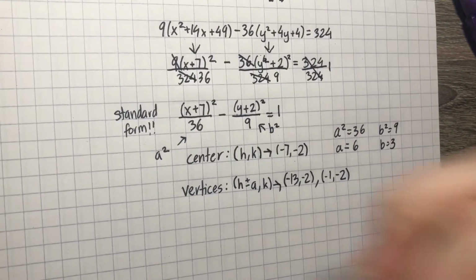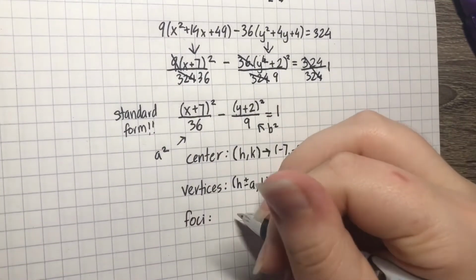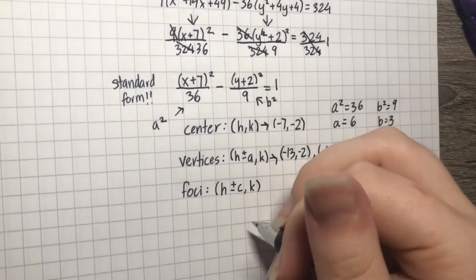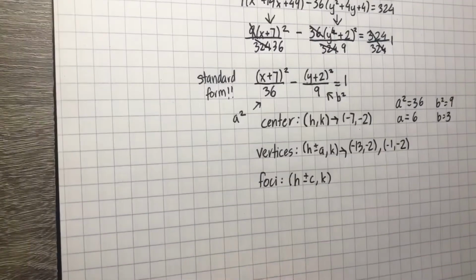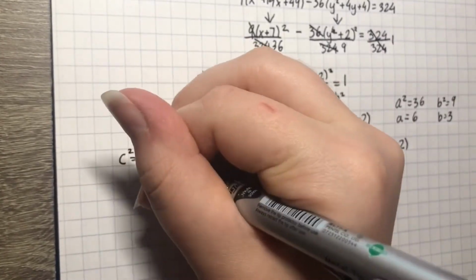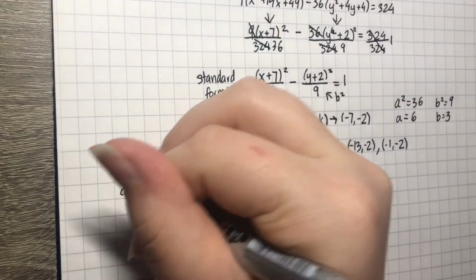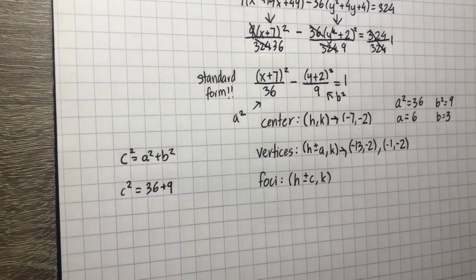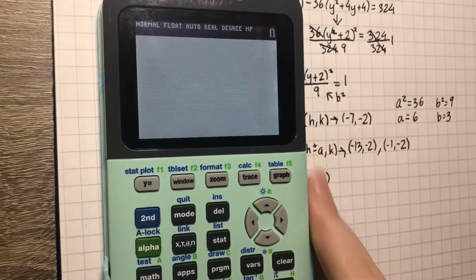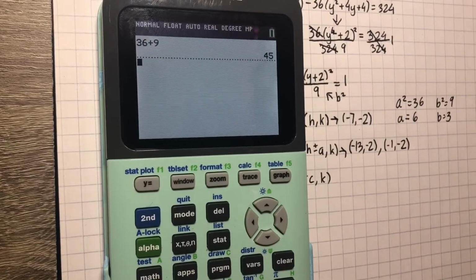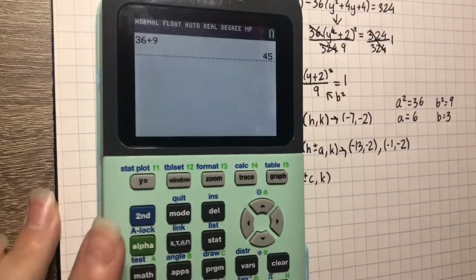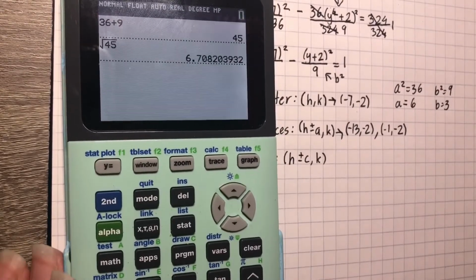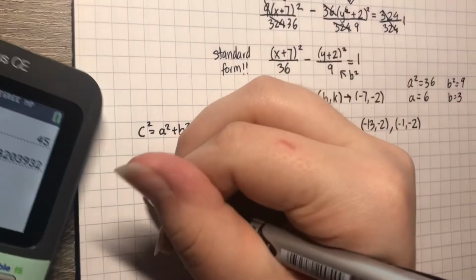So next we're going to need to find the foci points, and to do that the equation is h plus or minus c, k. So for that we're going to need to find the c value, and we can find the c value by doing a squared plus b squared equals c squared. So we already know that a squared is 36 and b squared is 9, so we're just going to add those together and we get c squared equals 45. And then we're going to take the square root of 45, which is 3.671.